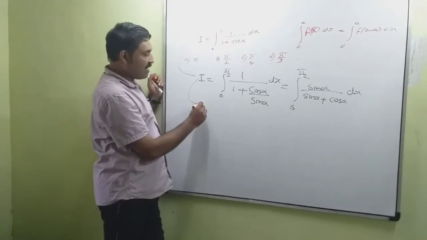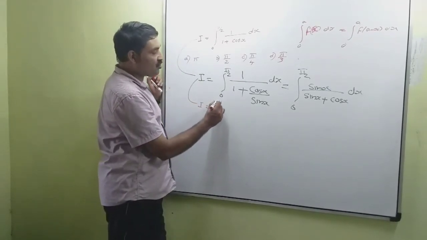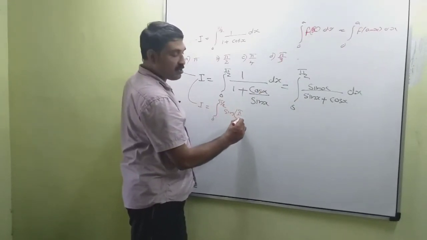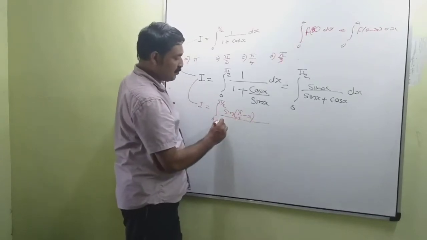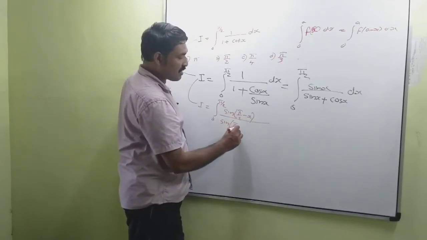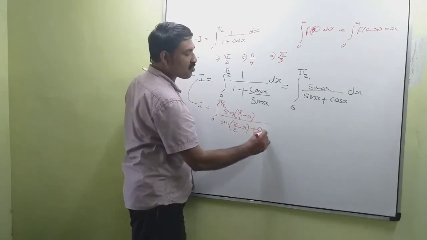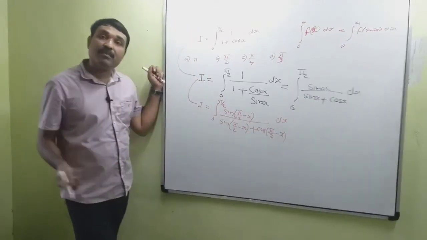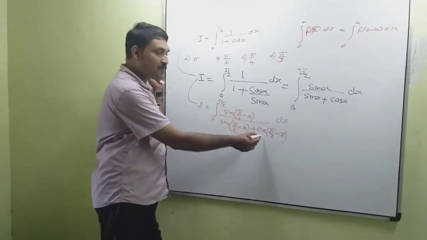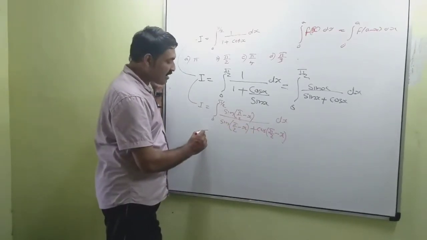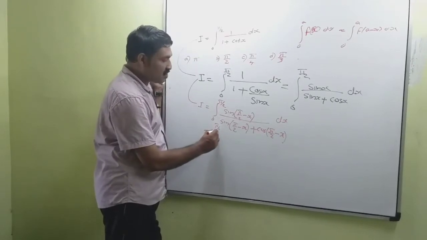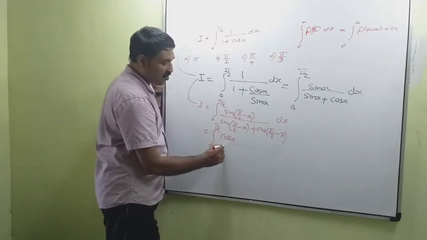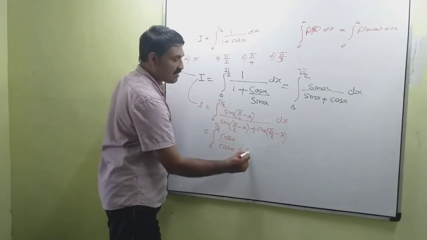So I am writing I is equal to integral 0 to pi by 2 of sin of pi by 2 minus x divided by sin of pi by 2 minus x plus cos of pi by 2 minus x, dx. Sin of pi by 2 minus x is cos x and cos of pi by 2 minus x is sin x. So we can write this as integral 0 to pi by 2, the numerator becomes cos x, and the denominator becomes cos x plus sin x.